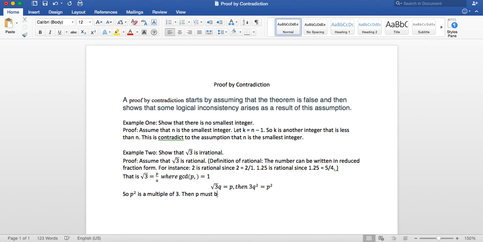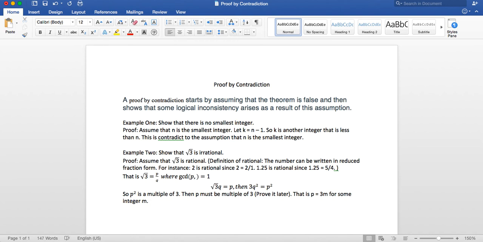If p squared is a multiple of 3, then p must be a multiple of 3. Now, this one we can prove later, but at this point we accept this fact. Now, if p is a multiple of 3, then p will equal 3m for some integer m, because it's a multiple of 3, right? So it's 3 times some other integer.